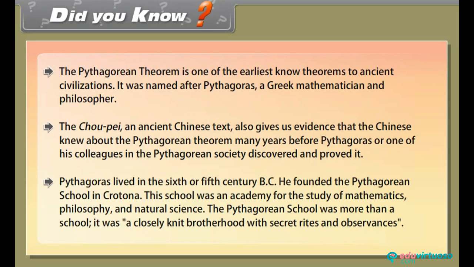Pythagoras lived in the 6th or 5th century BC. He founded the Pythagorean school in Crotona. This school was an academy for the study of mathematics, philosophy, and natural science. The Pythagorean school was more than a school. It was a closely knit brotherhood with secret rites and observances.